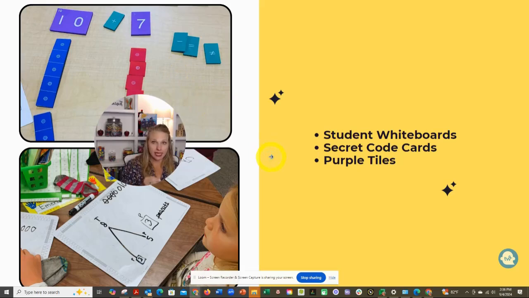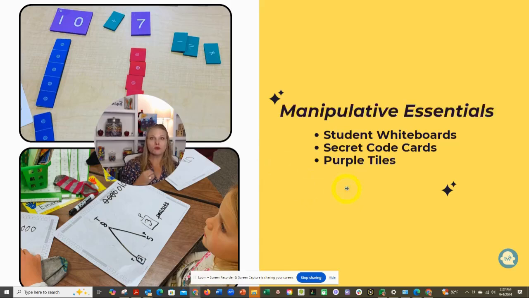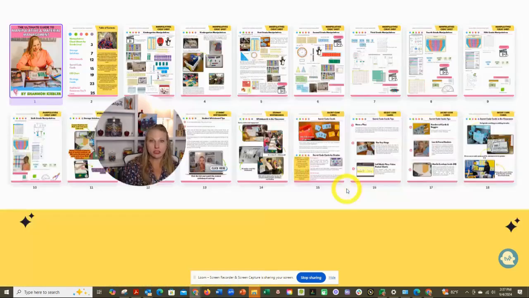So when it does say to use the secret code cards, that should tell you how important they are to building depth of understanding. So you really want to have those essentials and you want to have a way to manage them. If you're not sure what those manipulatives are, or even what you're supposed to do with them, or what they look like, or when do we use this, you're going to want that material management checklist. You're going to find that link below.